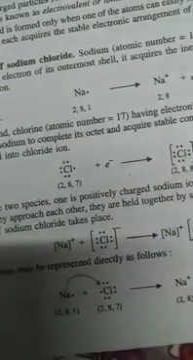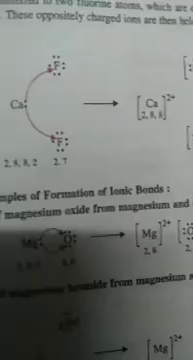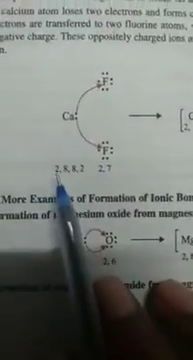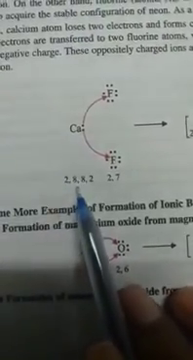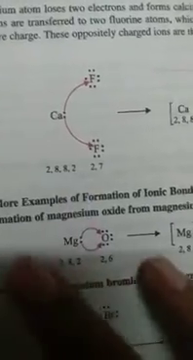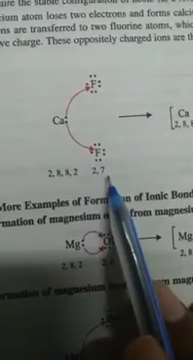We take the second example of ionic bond, calcium fluoride. In calcium, the atomic number is 20. The electronic configuration is 2, 8, 8, 2. Two outer electrons, this is not stable. Fluorine, the atomic number is 9, configuration 2, 7. This is also not stable.